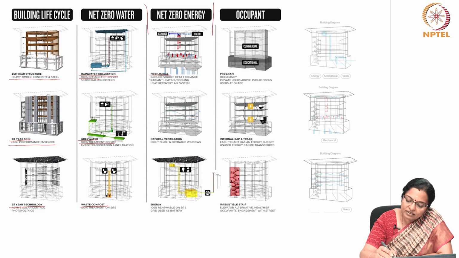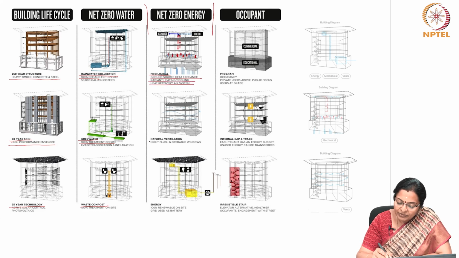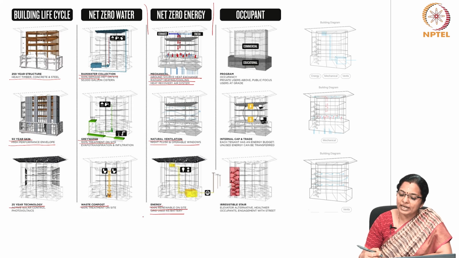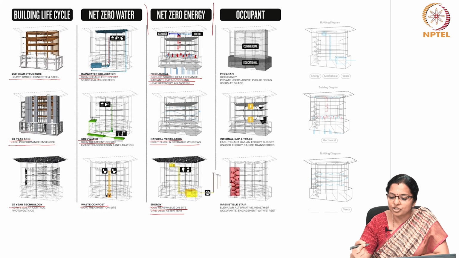When it comes to energy, ground source heat exchange, radiant heating and cooling, and a heat recovery air system are used. Natural ventilation is used as a night flush and through operable windows. 100% renewable energy is used on the site, and the grid is used as a battery to store the energy and direct it to various areas where energy or electricity is required.